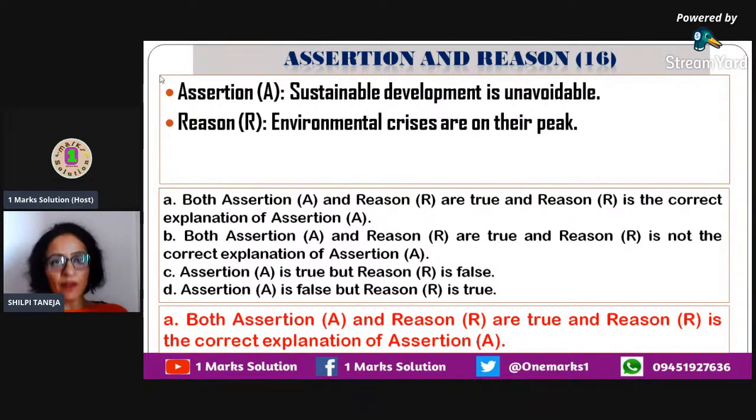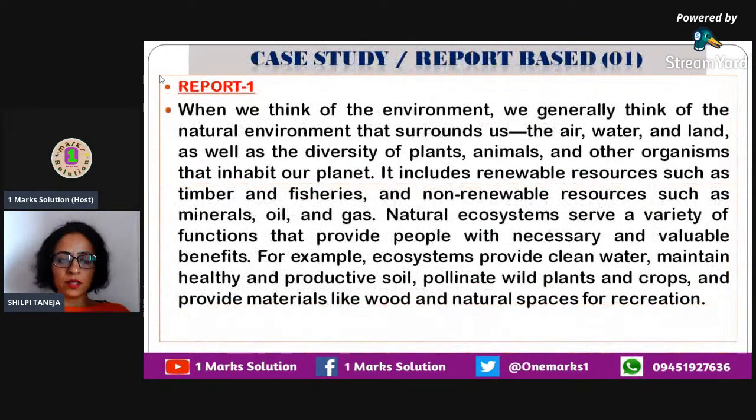That's why we have to go for sustainable development in the economy. So both assertion and reason are true and reason is the correct explanation of assertion. So we will go for option A in this.